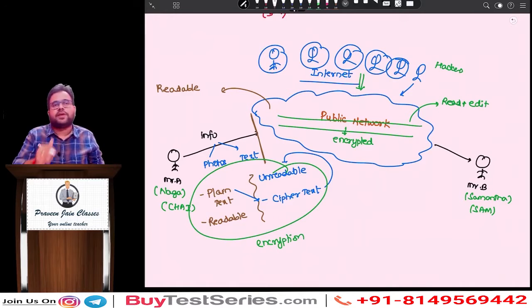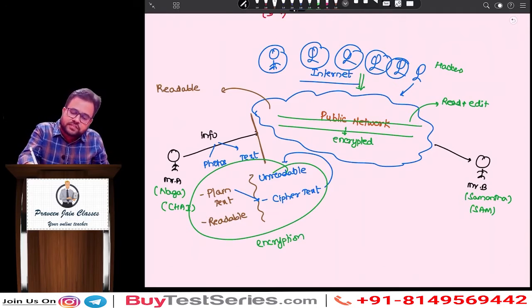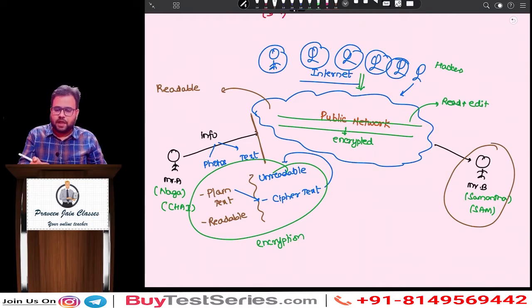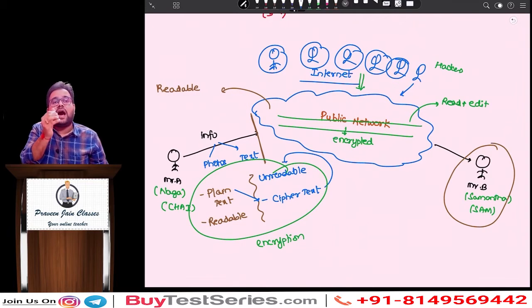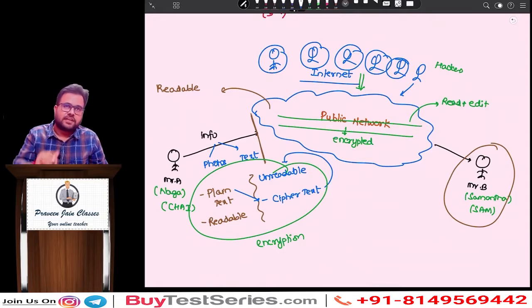Sir, you may now ask me a question. If the entire data is in unreadable format, how will Mr. B read it? How will Samantha read it? Now remember, I said it is unreadable for all persons other than the person for whom it is intended. Only the intended person can see it, others cannot. That is the logic.